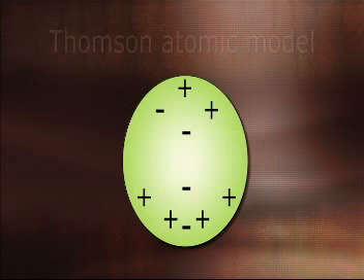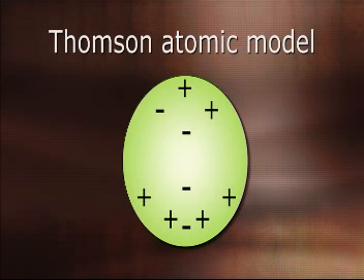The second is the Thomson, or plum pudding model. After learning that atoms contain electrons, J.J. Thomson proposed a new model of the atom. Thomson proposed that electrons were embedded inside a positively charged sphere, just like plums in a pudding.